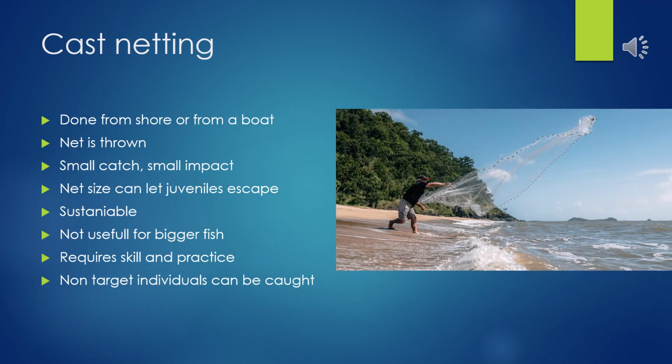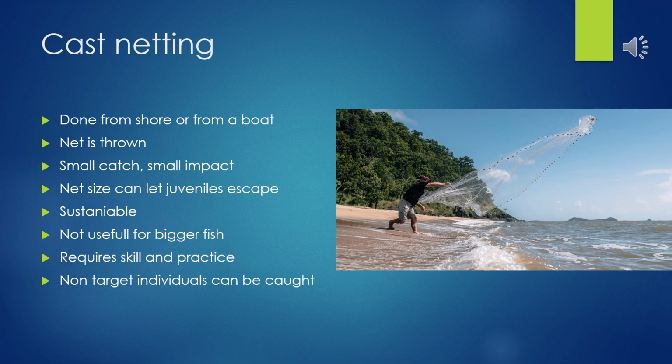One of the most simple and oldest ways of fishing is cast netting. If you look at old pictures, stuff like this has been going on for thousands of years. Cast netting can be done from the shore or from a boat, and you throw a net with some weights on it, and then you drag it back in. You don't catch that many fish compared to the other methods.